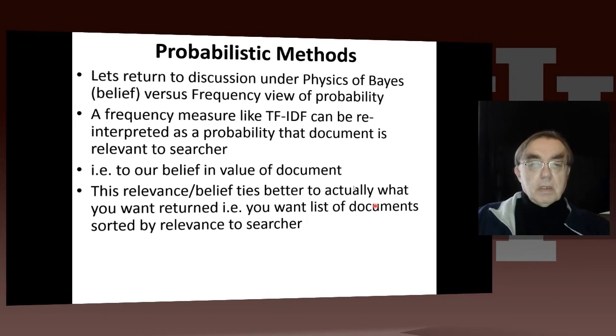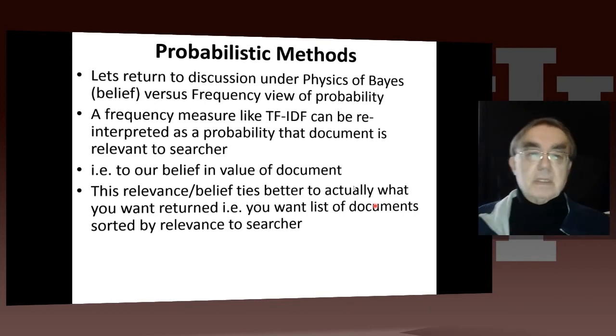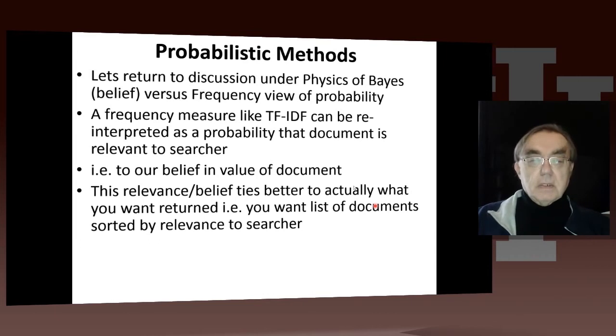So TF-IDF can be interpreted as a probability, and that can be interpreted as a relevance. And this relevance, of course, does a lot better than other ways of trying to rank documents. If you just return things which are ranked by relevance, then you're more likely to get a good answer.